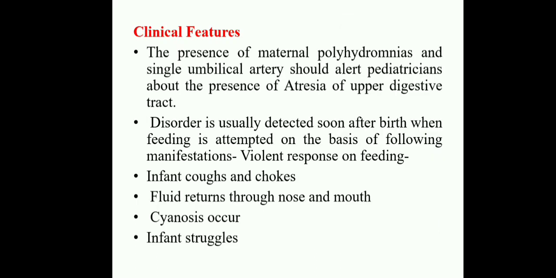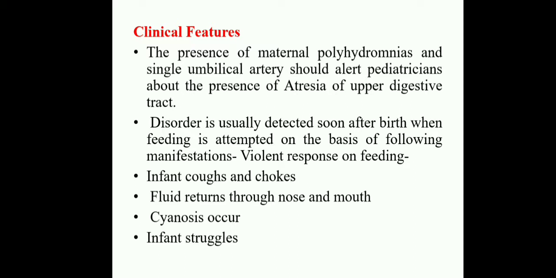Next, coming to the clinical features. The presence of maternal polyhydramnios and a single umbilical artery should alert pediatricians about the presence of atresia of the upper digestive tract. Whenever a baby is delivered, we have to observe the umbilical cord: two arteries and one vein should be there. If there is a single artery, you should suspect that the child is suffering from some atresia or fistula. That is the first indication of any congenital malformation.